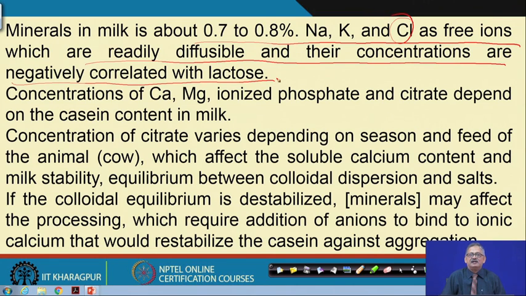And generally, sodium, potassium and chloride are available as free ions. So, as and when required, they can join with others. These free ions are sodium, potassium, calcium and chloride, rather it should be. Out of which, some are cations and one is an anion. So, they can bind with many others as and when required.